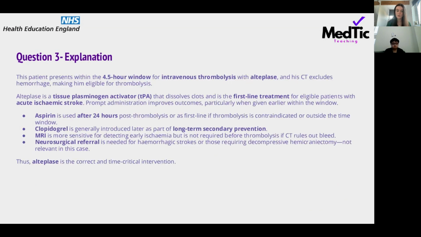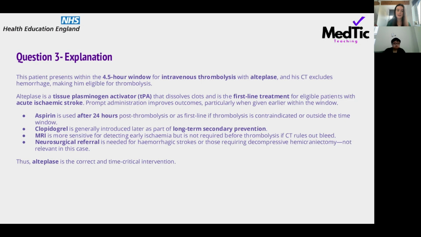So this patient presented within 1.5 hours of their symptoms presenting, so they're well within that 4.5 hour window for thrombolysis with alteplase. The important thing as well is that they should have had a CT scan that excludes a hemorrhagic stroke, because obviously if you thrombolize them, you're going to make their symptoms worse. So those two together would make him eligible for thrombolysis, and that's the gold standard treatment here.